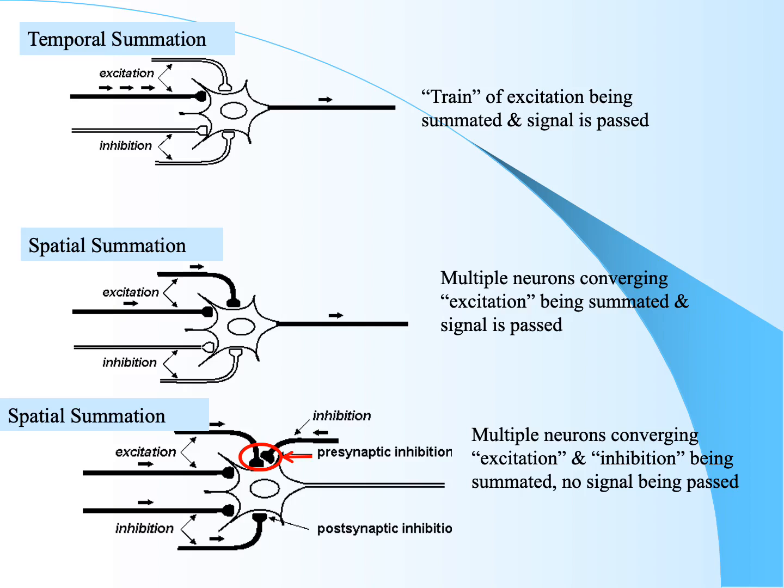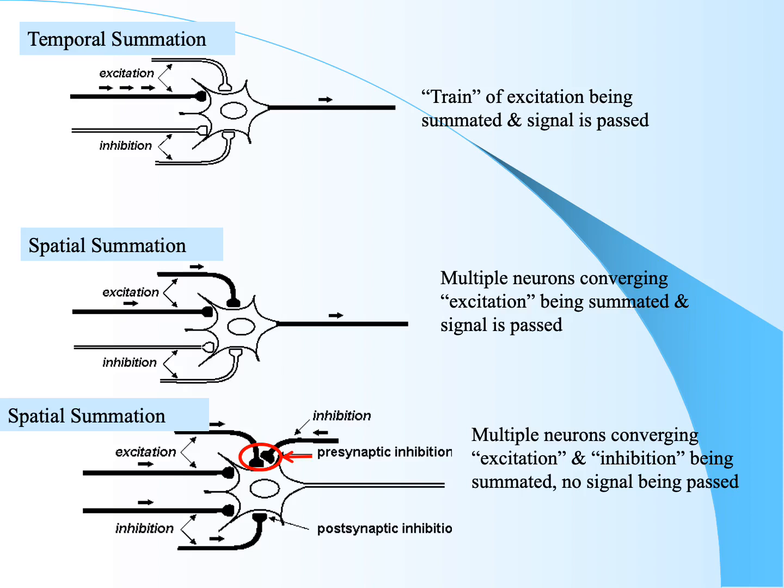The other type of spatial summation is based off of the synapse, in which we have postsynaptic and presynaptic inhibitory signals. On the presynaptic inhibition, the spatial summation puts the axon terminal of the presynaptic membrane into refractory so that the action potential coming down is unable to pass along.